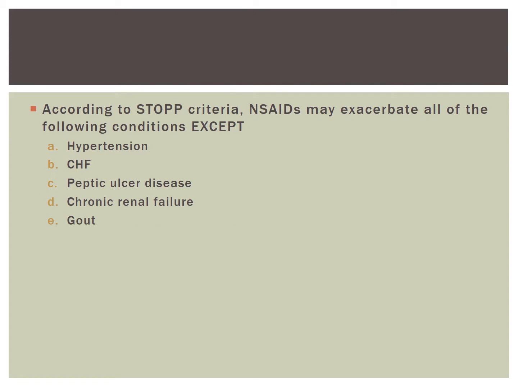According to STOPP criteria, NSAIDs may exacerbate all of the following conditions except gout is the correct answer here. NSAIDs would be appropriate to use in a patient with gout, but NSAIDs can exacerbate hypertension, CHF, peptic ulcer disease, and chronic renal failure.